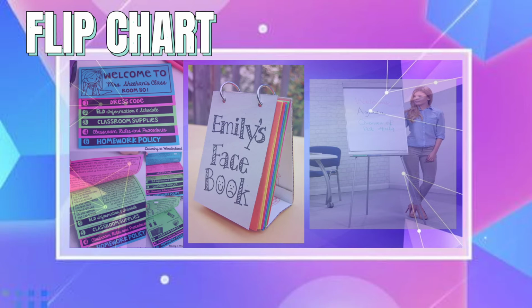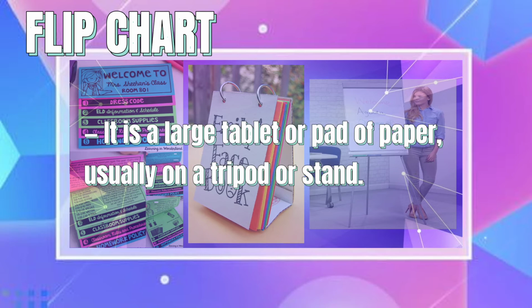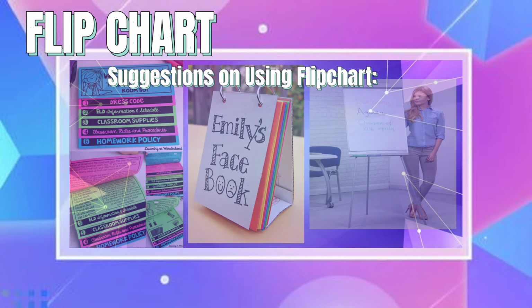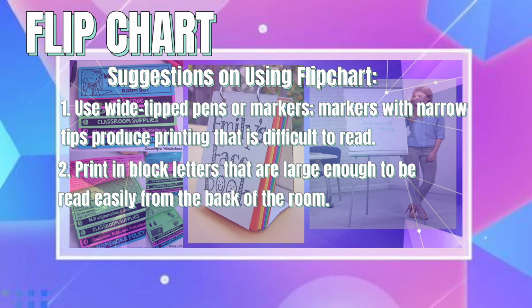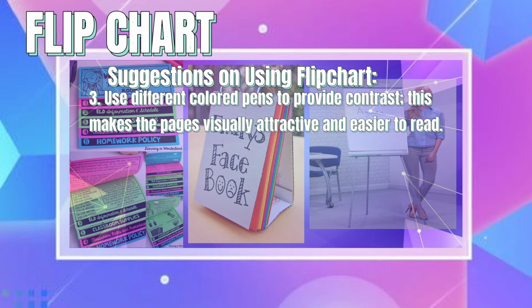Number 4 is flip chart. It is a large tablet or pad of paper, usually on a tripod or stand. Here are the suggestions in using a flip chart. First, use wide-tipped pens or markers. Markers with narrow tips make printing that is difficult to read. Second, print in block letters that are large enough to be read easily from the back of the room. Third, use different colored pens to provide contrast. This makes the pages visually attractive and easier to read.